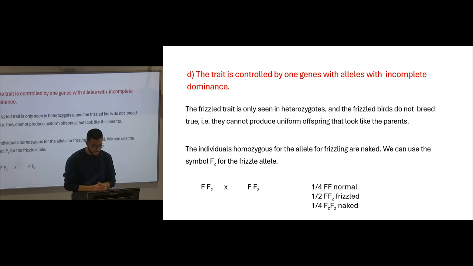So in this case, there's a different way that we can also write the genotype. You can just put big F for the healthy or normal one, and then big F with a small z for the frizzled. So they are both capital F, but only the frizzled one will have a superscript or subscript. Yeah, you could write it that way also. You just need to keep in mind that it's incomplete dominance, and that's it.